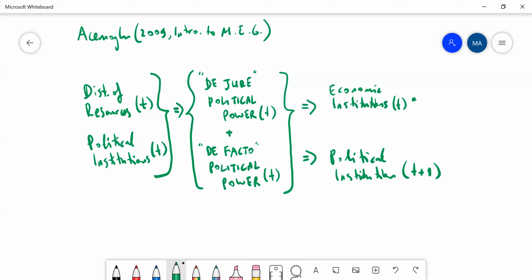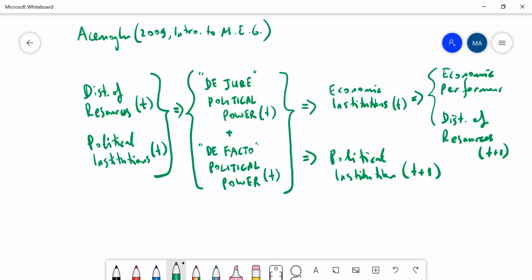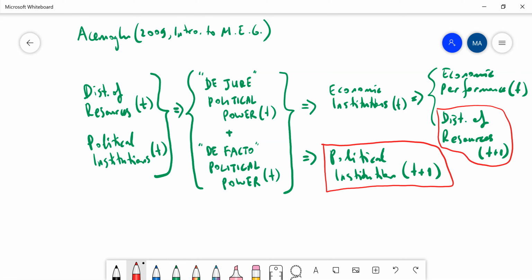And economic institutions determine what? Economic institutions determine the distribution of resources at t+1 and economic performance at t. Okay? So you understand the dynamical system now, right? Because now I have the political institutions at t+1 and the distribution of resources at t+1 exactly as in here, right?